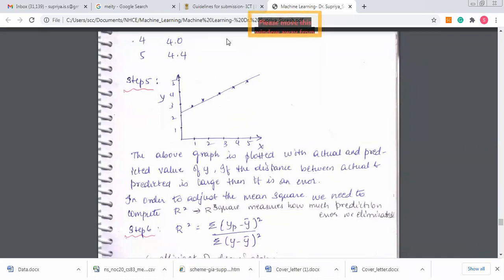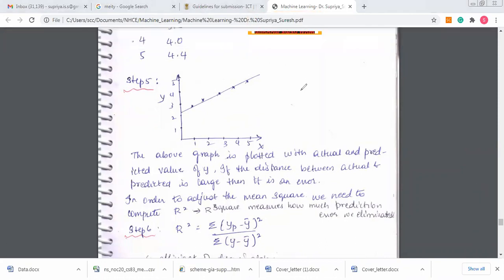Because the least mean square error equation, if we remember it, is basically the predicted value minus the actual value, the whole square. This was basically our least mean square error. But when it comes to R2, the equation of R2 is the summation of (YP minus Y mean) the whole square, divided by the summation of (Y minus Y mean) the whole square. So this is the equation of R2.